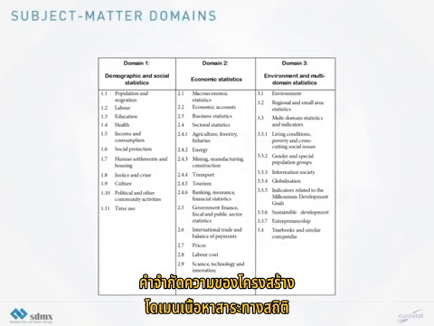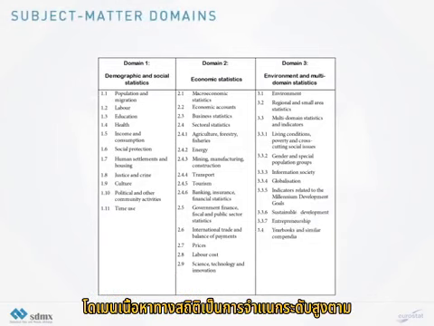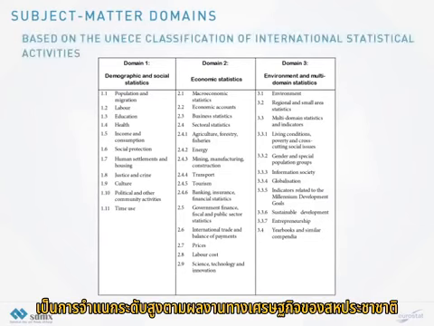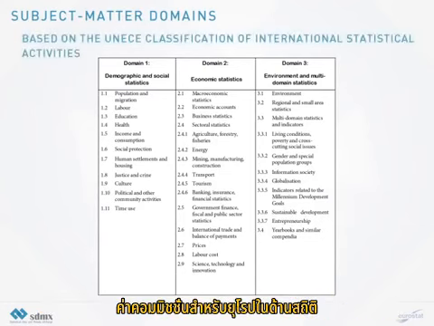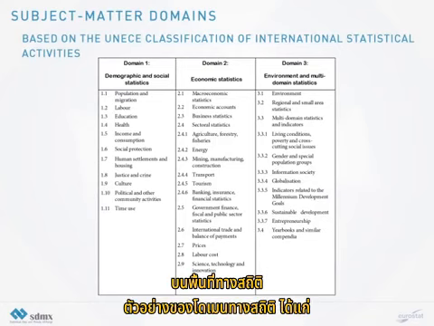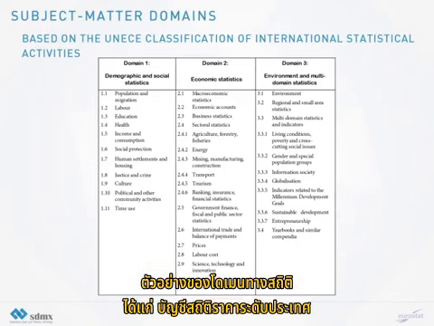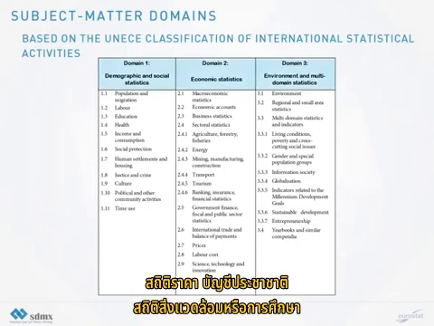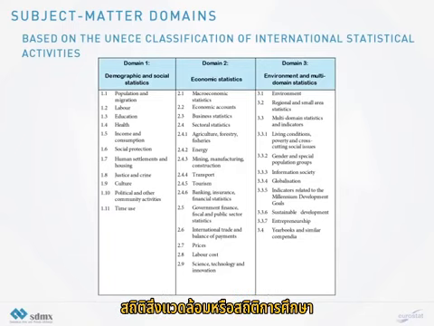Statistical subject matter domains is a high-level classification based on the work of the United Nations Economic Commission for Europe on statistical areas. Examples of statistical domains are price statistics, national accounts, environment statistics, or education statistics.